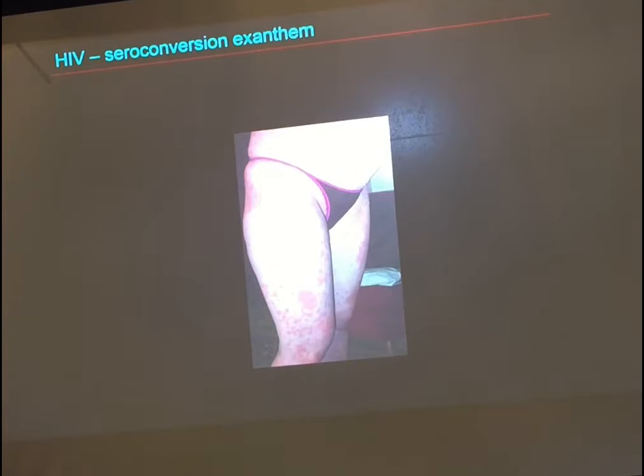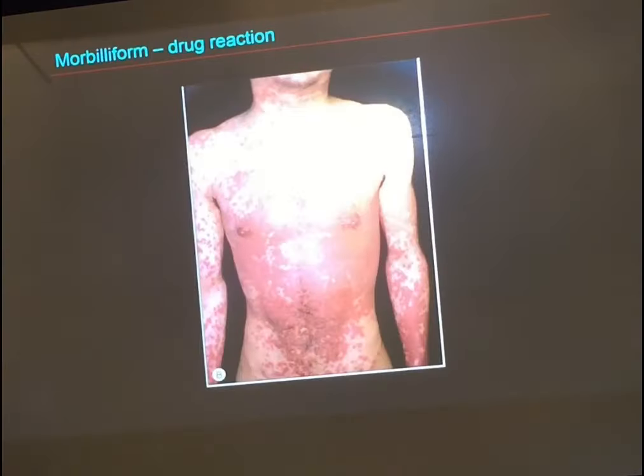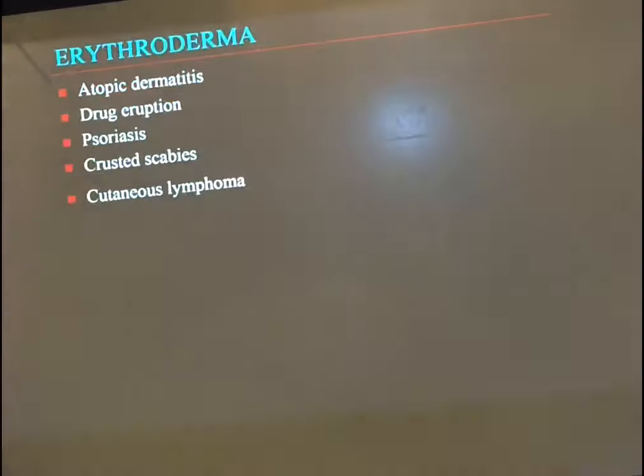In dark skin, it's very hard to appreciate. And most of the time, you see this when it's desquamating as dry skin. You know that there was something that inflamed the skin, and you're just seeing it as an exfoliative dermatitis. This is a morbilliform drug reaction. It's getting to be more confluent on the trunk.